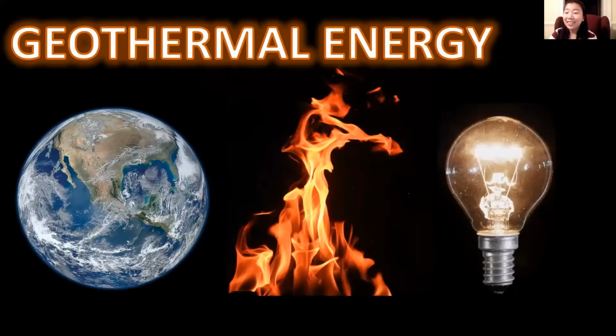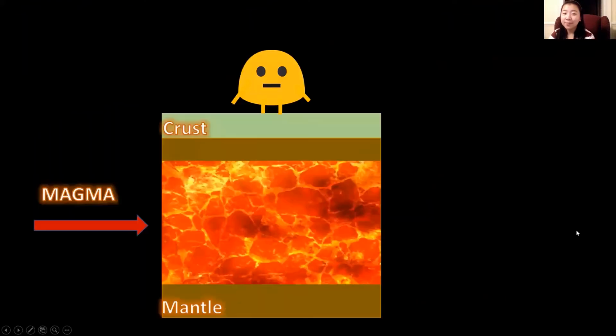Everyone! In the last session, we just learned what geothermal energy is. It is the Earth's heat energy. Let's do a quick recap.